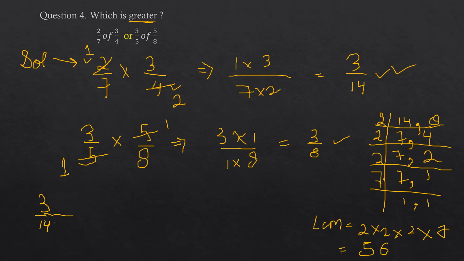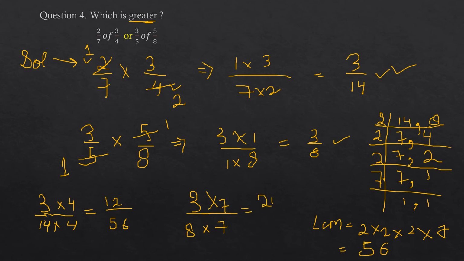What should be multiplied by 14 to get 56? We should multiply by 4. 14 into 4 gives us 56, and the numerator will also get multiplied by 4. 4 into 3 gives us 12, that is 12 by 56. Now the second one is 3 by 8. What should be multiplied by 8 to get 56? That is 7, and the numerator will also get multiplied by 7. 7 into 3 gives us 21, 7 into 8 gives us 56. Now we have 12 by 56 and 21 by 56.